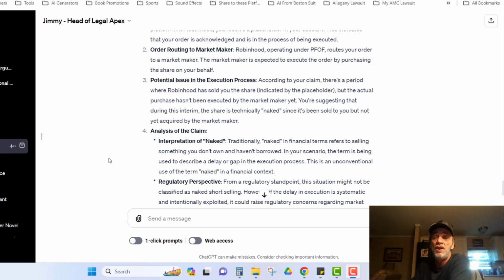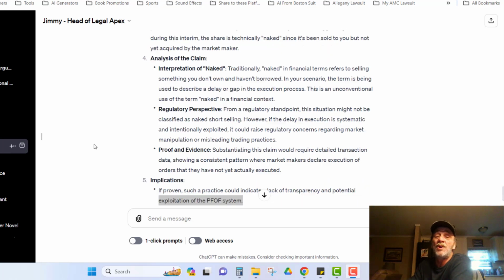Potential issue in the execution process. According to your claim, there's a period when Robinhood has sold you a share indicated by the placeholder, but the actual purchase hasn't been executed by the market maker yet. You're suggesting that during the interim, the share is technically naked since it's been sold to you, but not yet acquired by the market maker. Are y'all following that? And this is what Jimmy said. Here's his analysis.